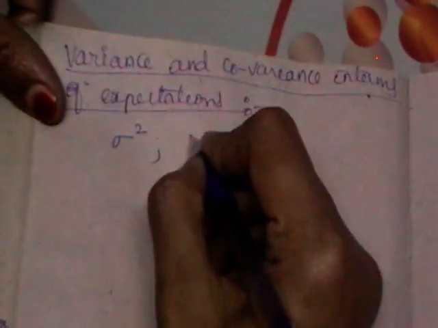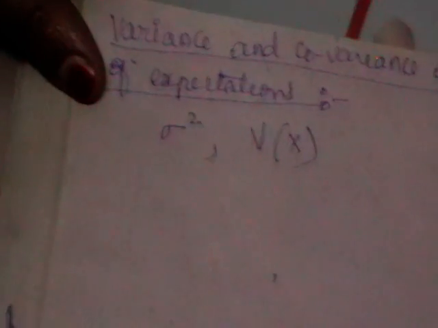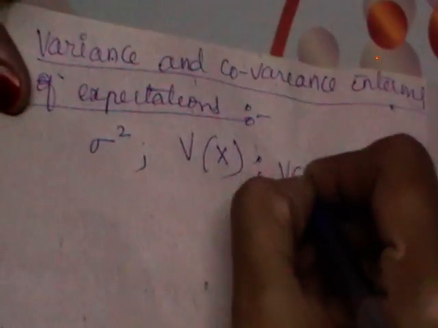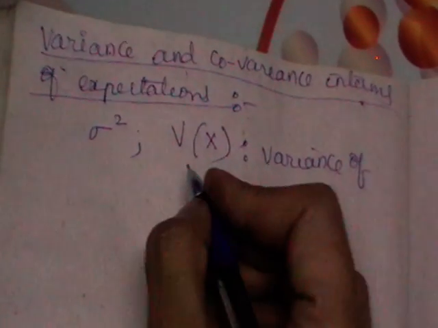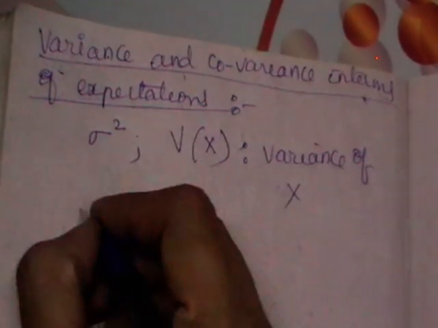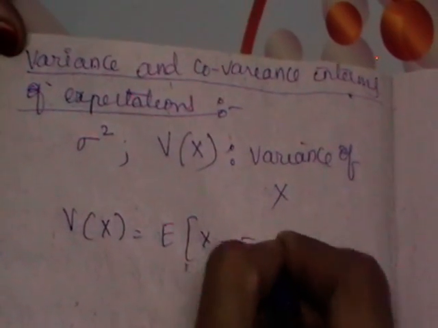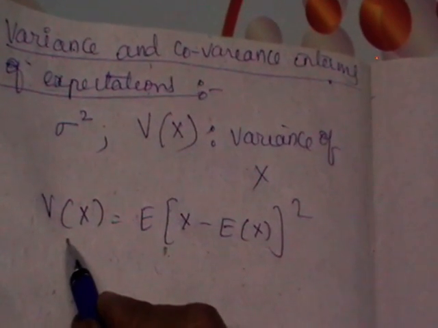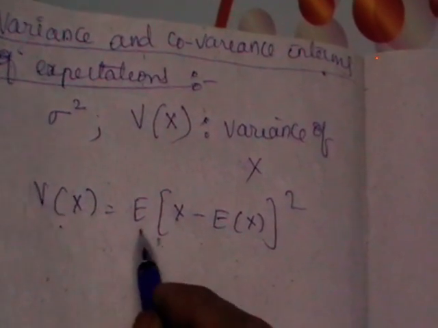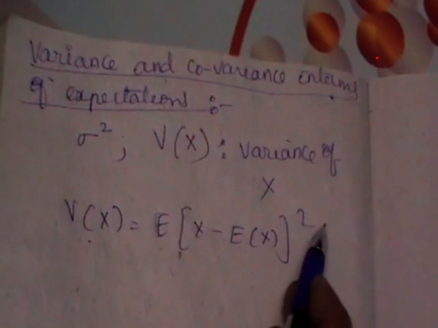So you know that variance is indicated with sigma square. From here onwards, for a random variable x, the variance we are going to denote by V of x. V of x stands for variance of x. In terms of mathematical expectations, its formula is V of x is equal to E of x minus E of x whole square. So the formula for variance of x in terms of expectation is E of x minus E of x whole square.